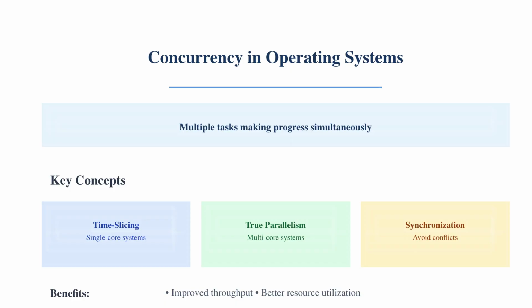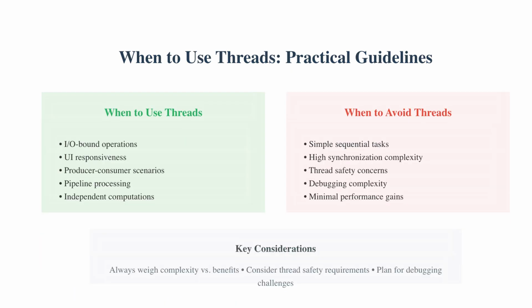However, with multiple tasks accessing shared resources, synchronization becomes crucial to avoid conflicts and ensure data consistency. This is where mechanisms like locks and semaphores come into play. The benefits are substantial. Improved throughput means more work gets done in less time, and better resource utilization ensures we're making the most of our system's capabilities. This foundation will be essential as we move into visualizing these process management concepts next.